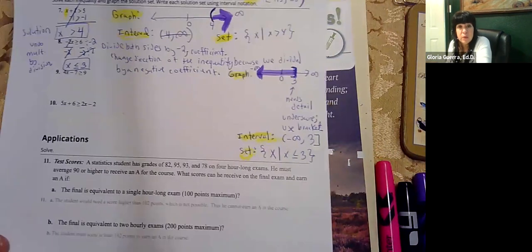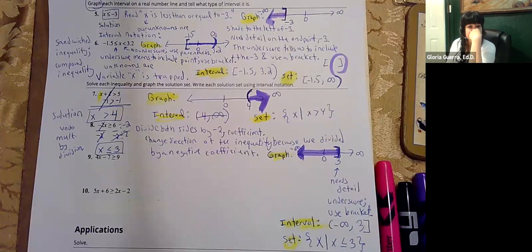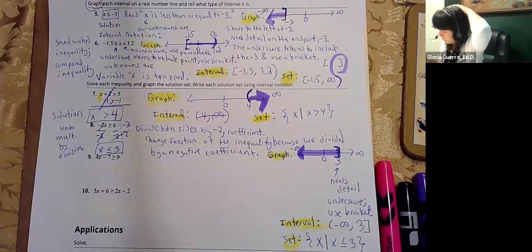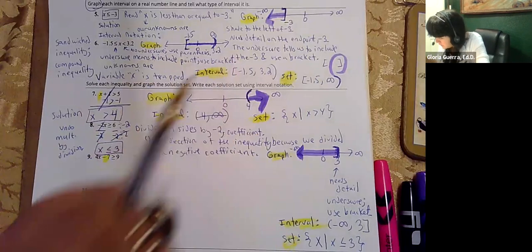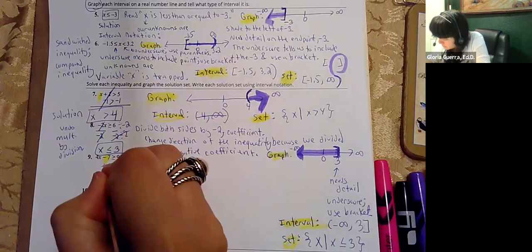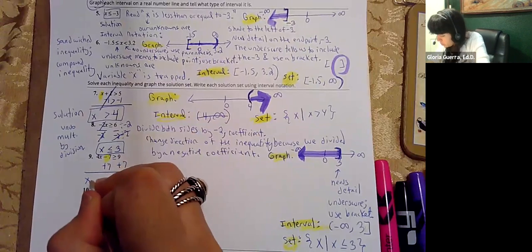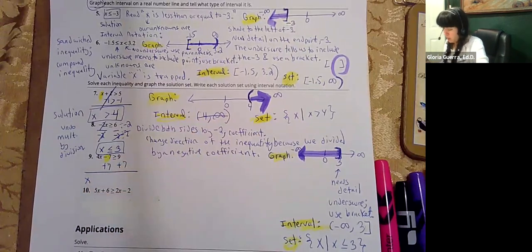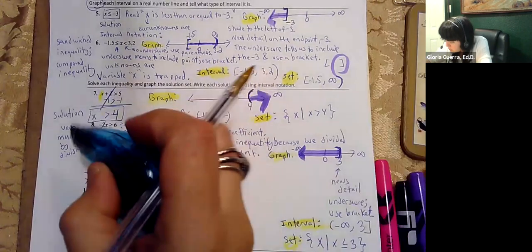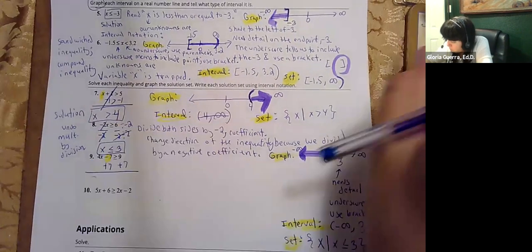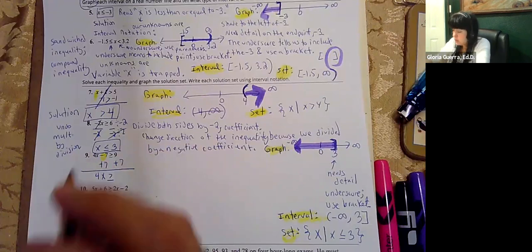Okay, let's look at number 9. 4x minus 7 is greater than or equal to 9. First you want to start by isolating the x by itself, so you want to move the minus 7. The opposite of minus 7 is plus 7. So now you have 4x is greater than or equal to 9 plus 7, which is 16.